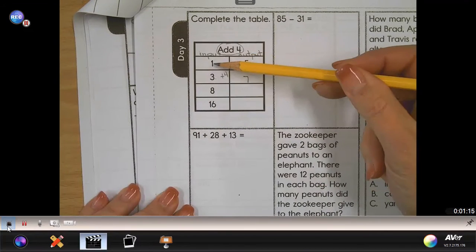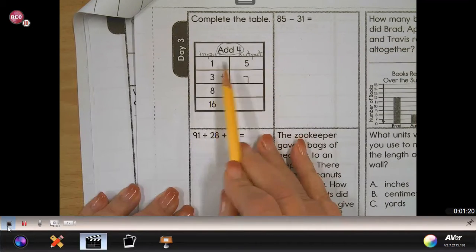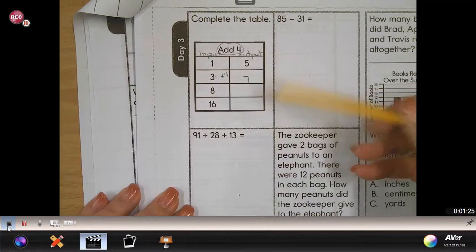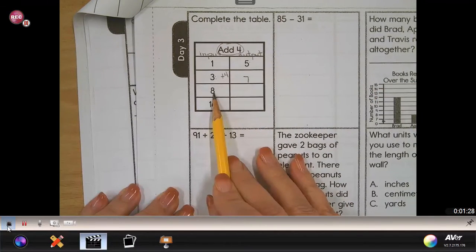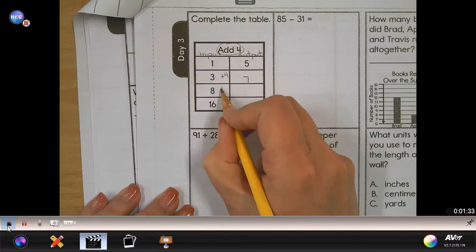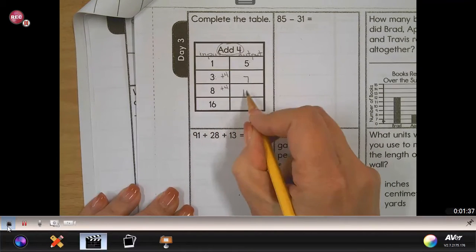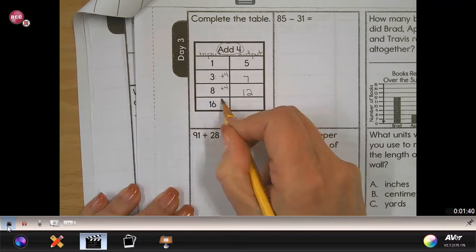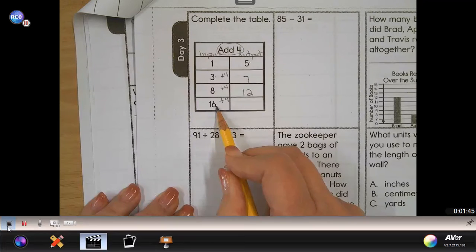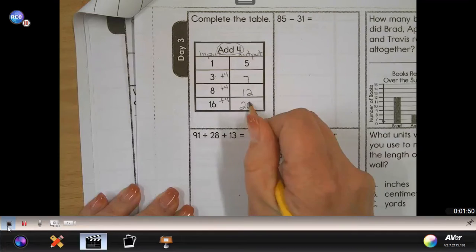Now, we're not looking at the pattern going down. We're looking at input to output patterns. So again, we're looking at what's happening from the input to the output. So we look at 8, and we're going to add 4. So 8 and 2 is 10, plus 2 more is 12. And then we're going to add 4 to 16. I know that 4 and 6 is a 10. So when I add 10 more from the 16, I get 20.